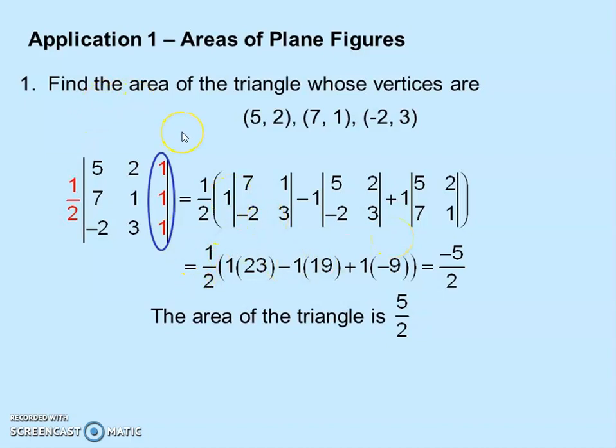Let us try some other examples, pattern and another method. We have to solve the same area. Let us check. Find the area of the triangle whose vertices are (5, 2), (7, 1), (minus 2, 3). So I put x1 as 5, x2 as 7, x3 as minus 2, our y1 as 2, y2 as 1, y3 as 3. And the last column is 1, 1, 1. And 1 upon 2 stays the same.